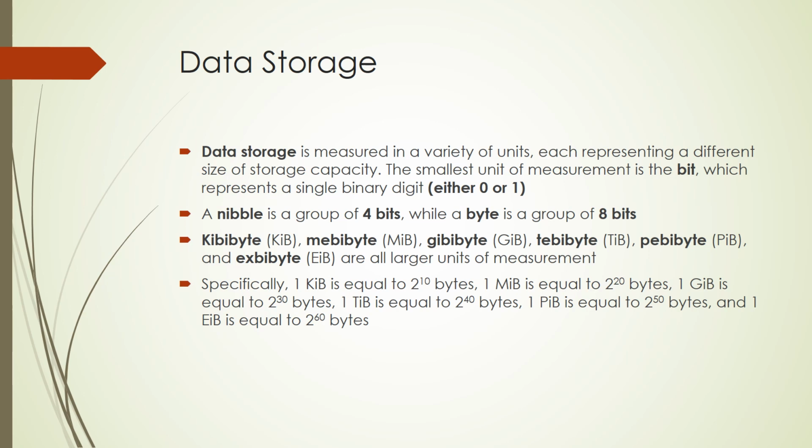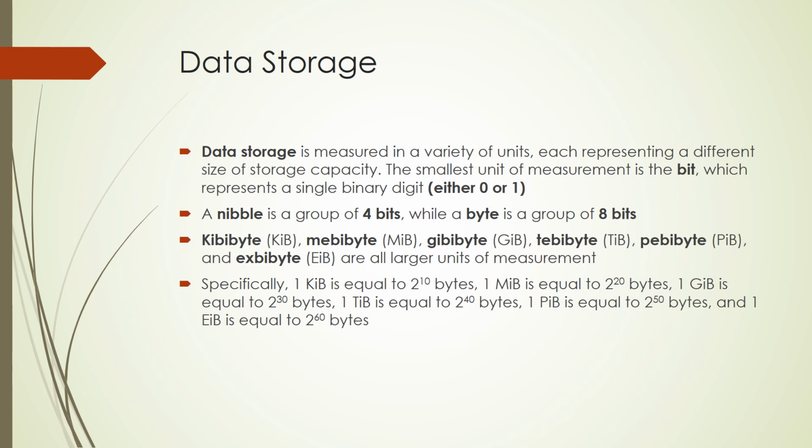Data storage. Data storage is measured in a variety of units, each representing a different size of storage capacity. The smallest unit of measurement is the bit, which represents a single binary digit, either 0 or 1. A nibble is a group of 4 bits, and a byte is a group of 8 bits. Then kilobytes, megabytes, gigabytes, petabytes, exabytes, and zettabytes are all larger units of measurement.